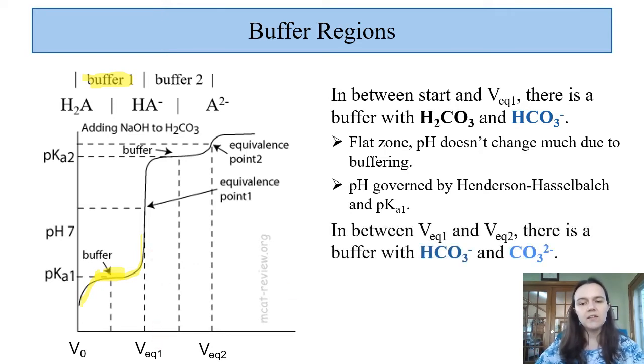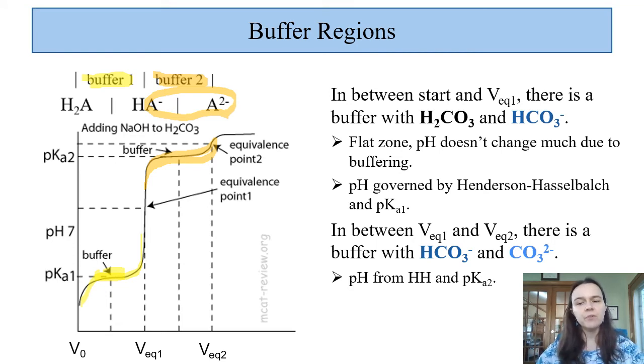In between the first equivalence point and the second equivalence point, now in this region, we are going to have a second buffer, but this buffer is describing the equilibrium between A2- and HA-. The pH there is going to be determined again through the Henderson-Hasselbalch equation for buffers, but this time using pKa2 and A2- over HA-.